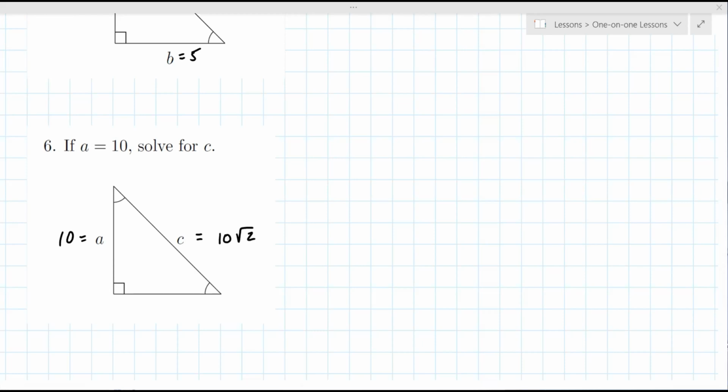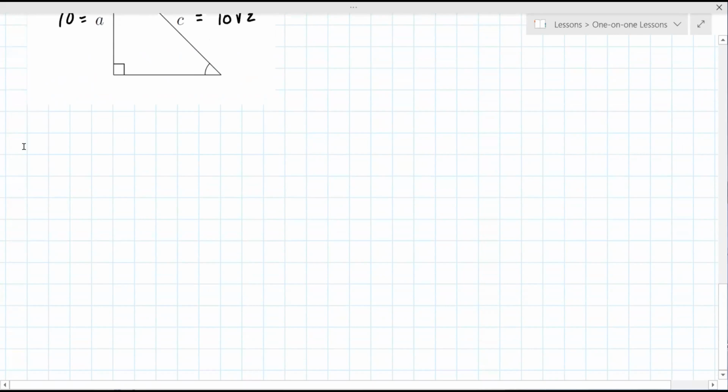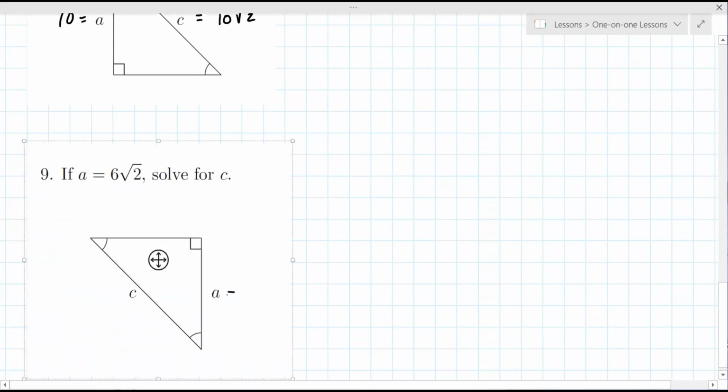So like in this problem, I'm about to snip in. I'm still giving you a value on the leg. I'm telling you that A, which is a leg, is 6 square root 2. C, which is the hypotenuse, C is the leg, 6 square root 2 times the square root of 2. So do you know how to evaluate this?